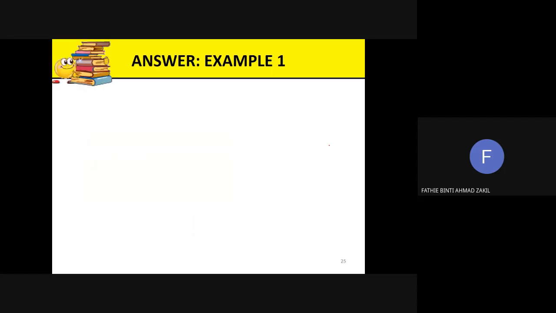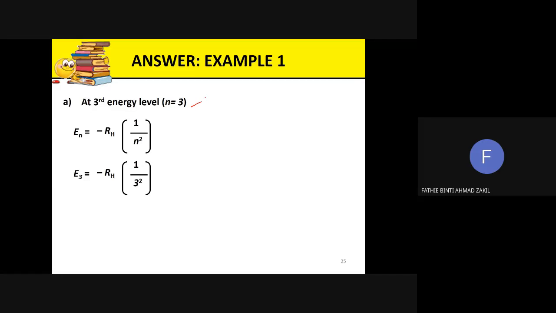Okay, so you boleh calculate. Untuk part A, n sama dengan 3. So you boleh masuk equation ni, gantikan semua n dengan 3. So you akan dapat E3 ni adalah negatif 2.42 darab dengan 10 negatif 9 Joule.